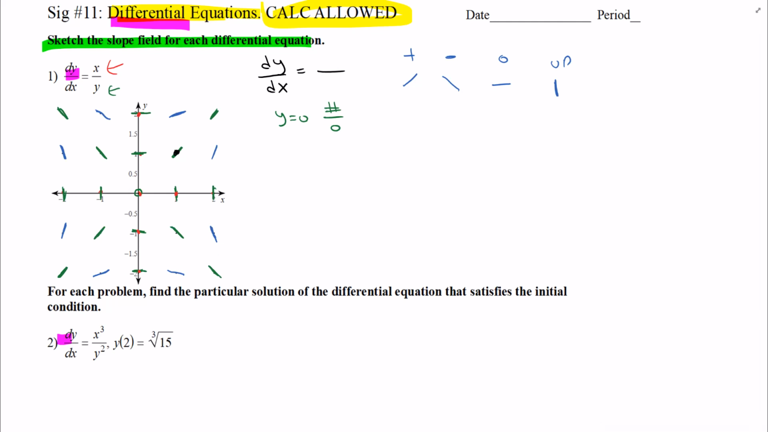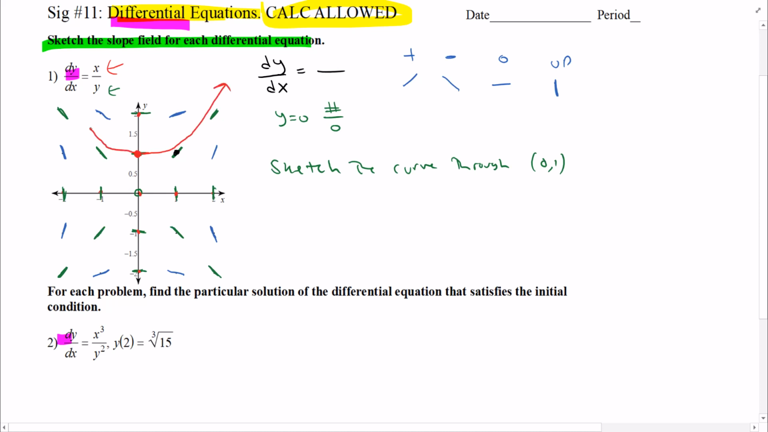Something to be aware of as well, might not happen on this SIG test, but another one, it might say sketch the curve through, I don't know, 0, 1, right? So if they ask you to sketch the curve through 0, 1, then you start on 0, 1, and you kind of let the slope push you, right? So this slope's pushing me across, this one's going to push me up, this one's going to push me up, and I go there. And I go the same way here, that pushes me up, up, up, and I go there.